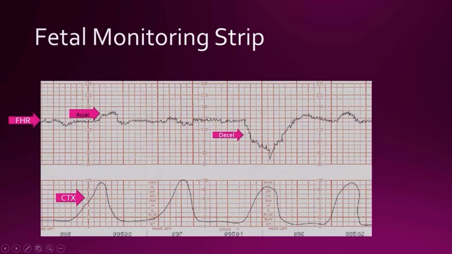So we've got 2 showing on here, and for testing purposes, you can take the strip as your time. You don't need to add anything up or anything like that. So you can assume that if you've got 2 accelerations on that strip, that is a reactive NST.